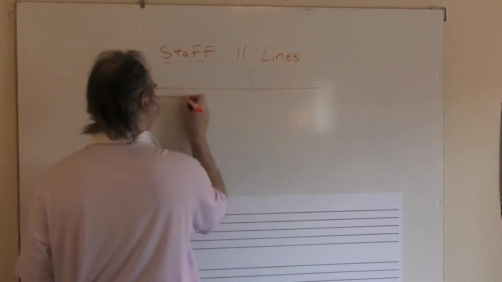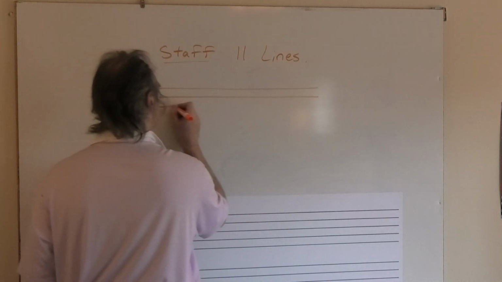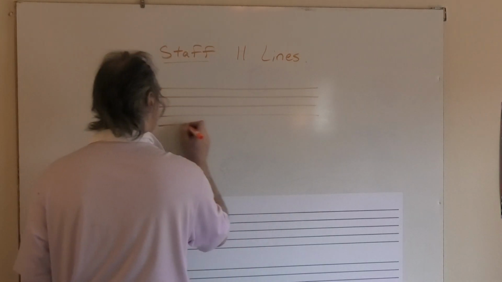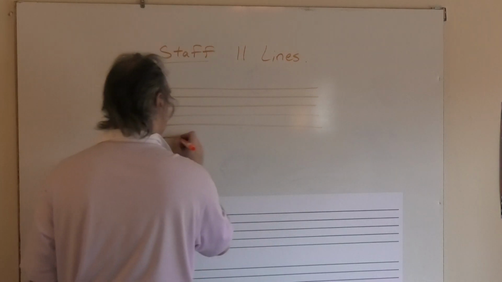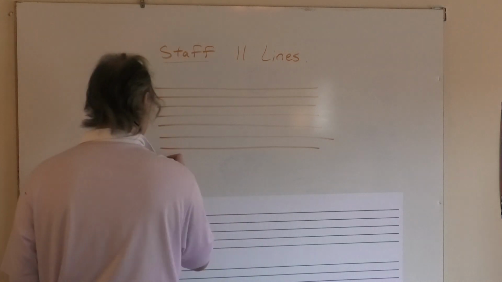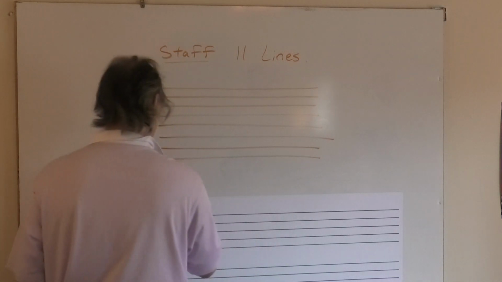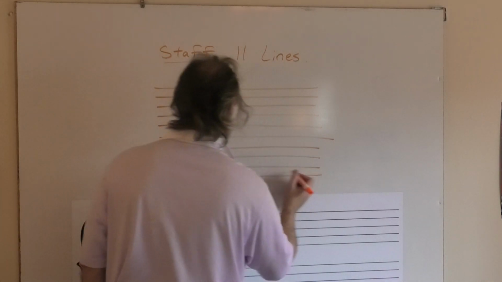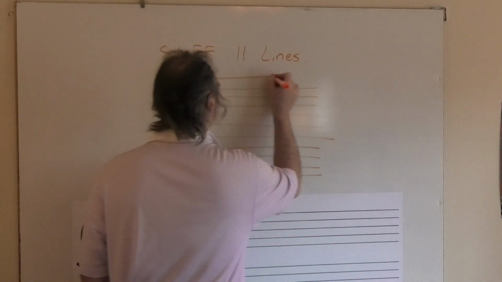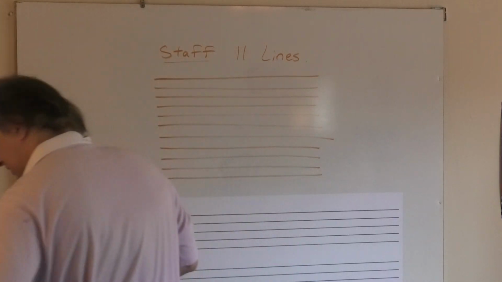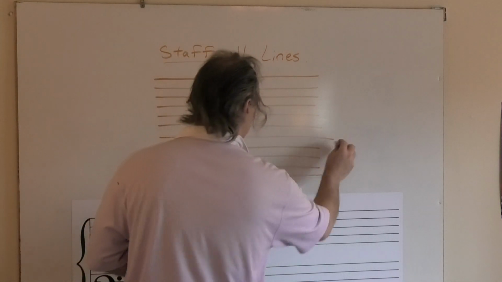One, 2, 3, 4, 5, 6, 7, 8, 9, 10. We'll put the 11th one up there. That's an 11-line staff. And that covers these notes here.